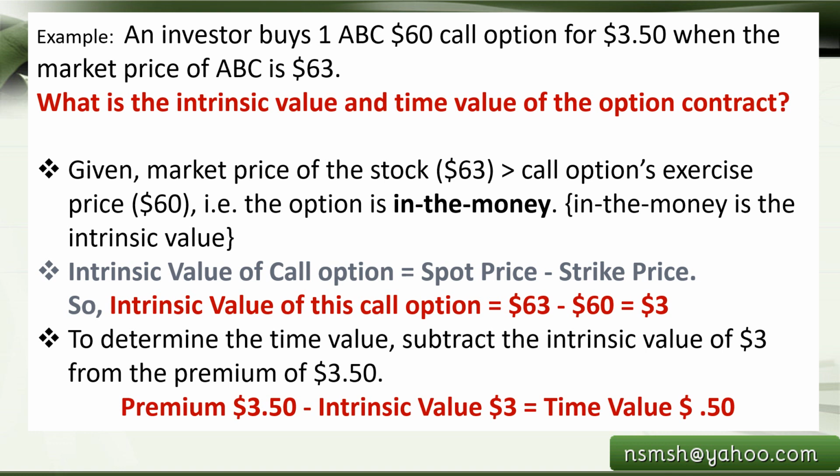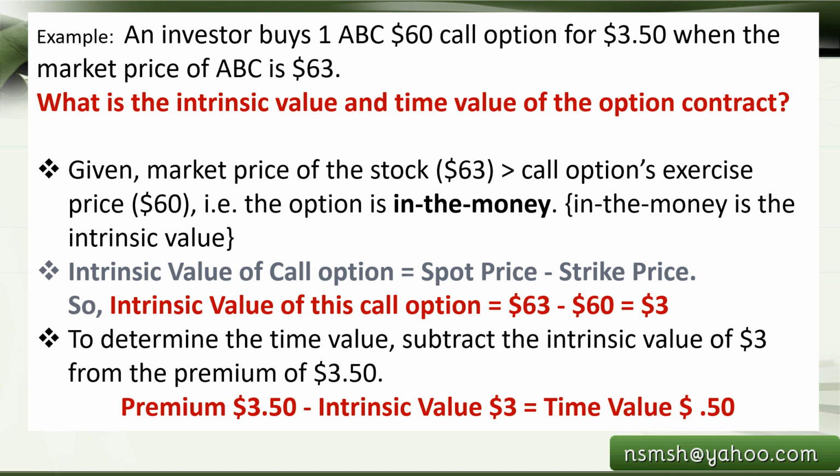See a CMA adapted question given as an example. An investor buys one ABC $60 call option for $3.50 paid as premium when the market price of ABC is $63. So what is the intrinsic value and time value of the option contract? Based on the earlier formula, given the market price of the stock is 63 and the call option's exercise price is 60, the option is in the money.